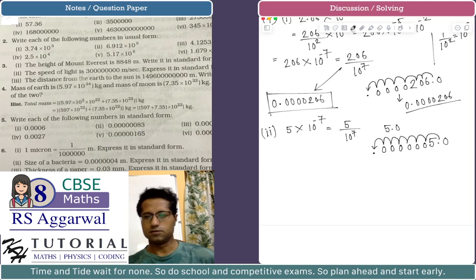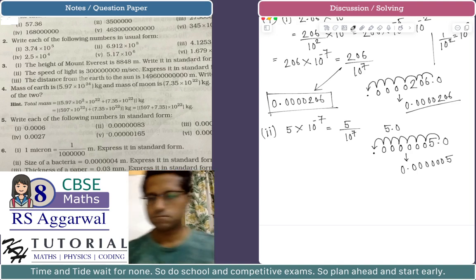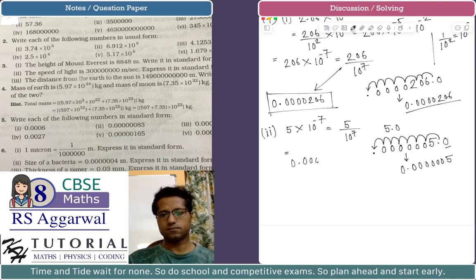So how many zeros are there? 6 zeros. So this becomes 0.6 zeros, and then the 5. This 0 you did not write because in a decimal number all the trailing zeros can be ignored, they are useless. So the number in usual form is 0.6 zeros 5.